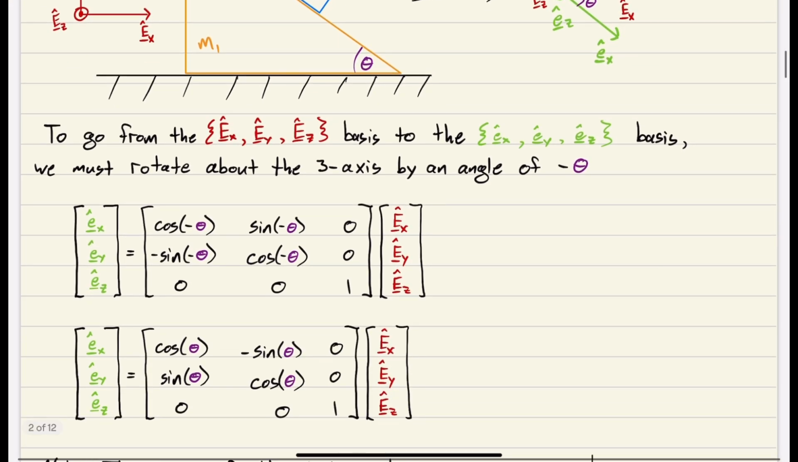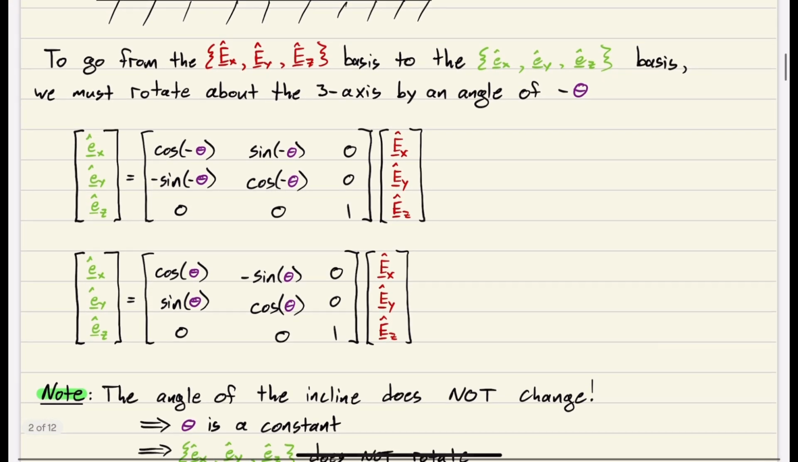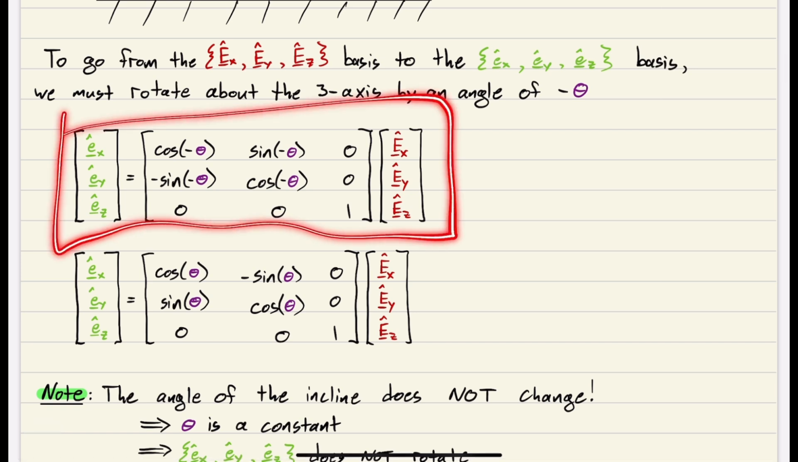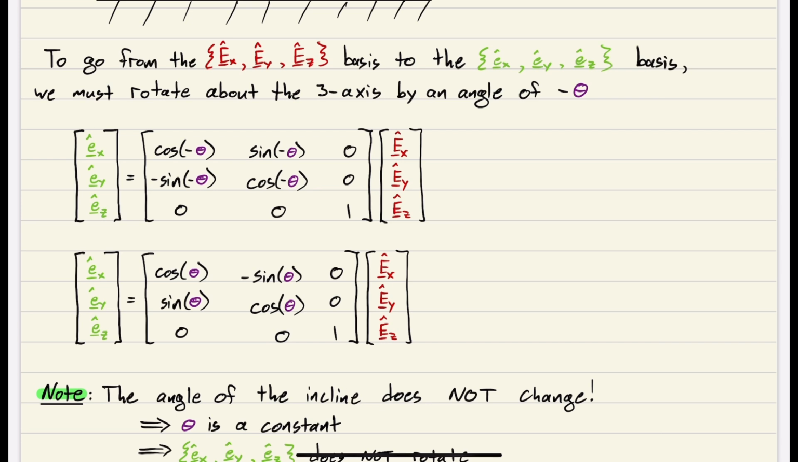I have plenty of videos talking about setting up direction cosine matrices. So this is our application of the fundamental 3 rotation matrix, and we're going from this red basis to this green basis. To do that, we had to rotate the red basis by an angle of negative theta about the EZ direction.